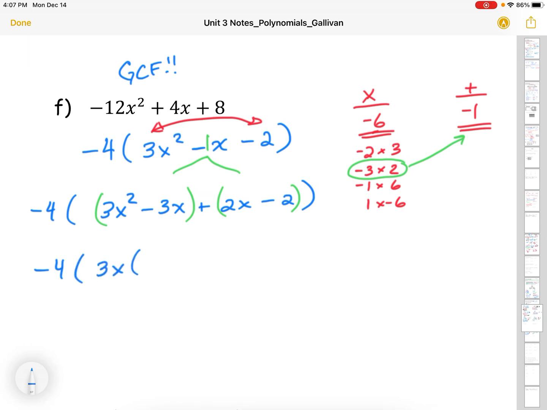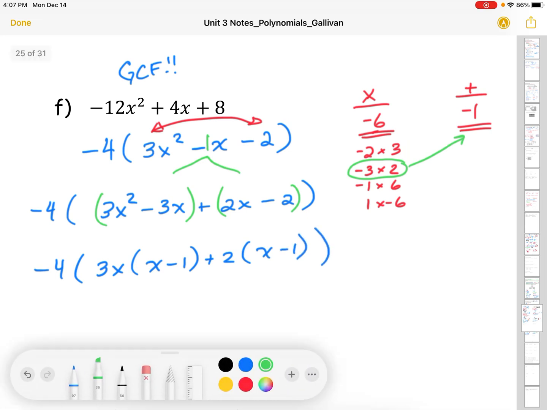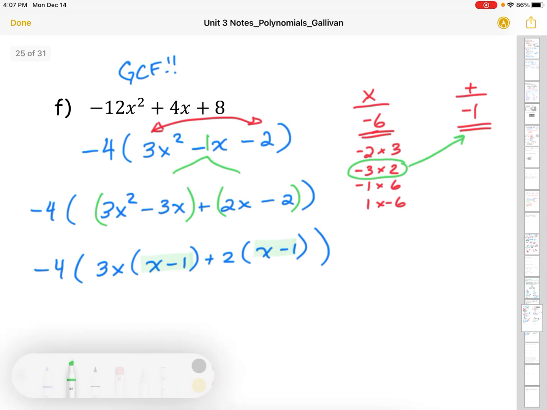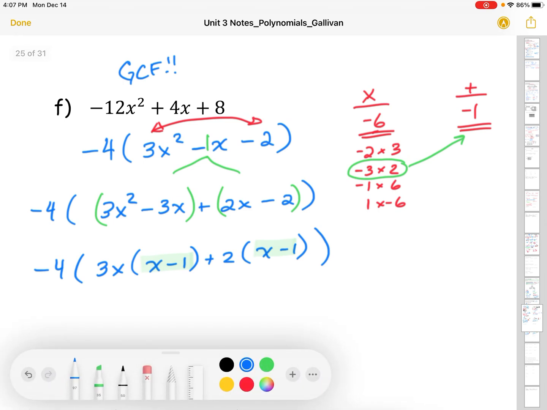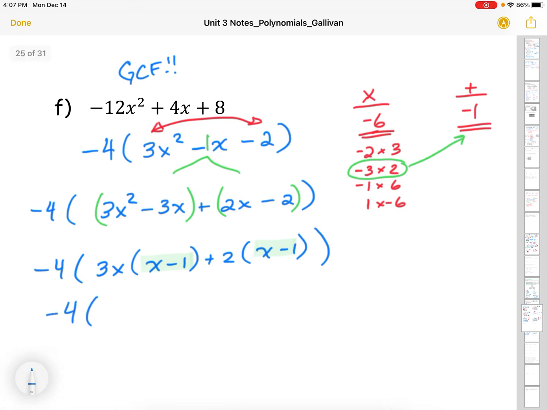So 3x squared minus 3x, I can divide out a 3x, so I'll get x minus 1. And 2x minus 2, I can divide out a 2, x minus 1. So that's what we want. Now look, bingo, we are on the right track. Okay, keep our GCF, x minus 1 times 3x plus 2.